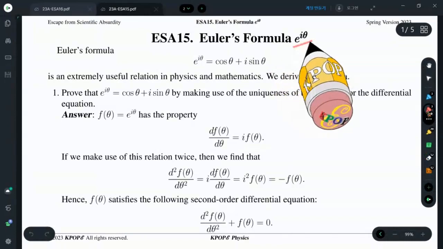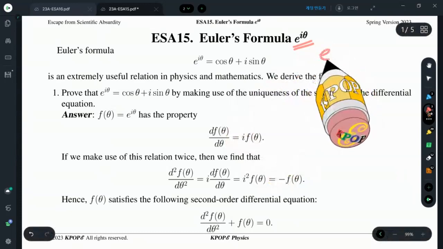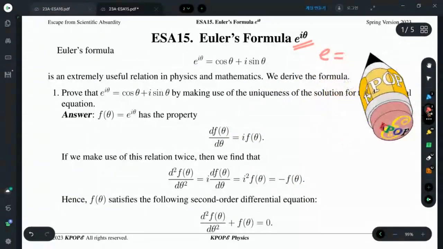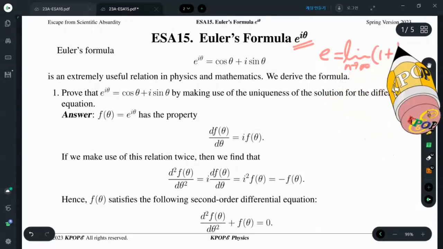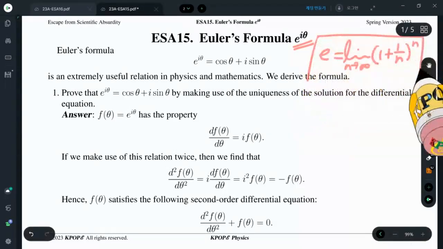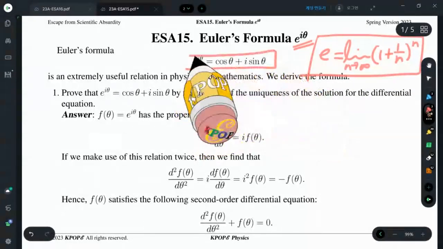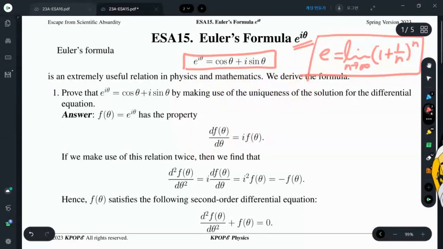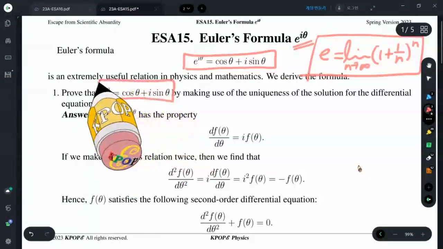Euler's formula, e to the i theta. We know Euler's number is a limit as n goes to infinity, something like that. However, it is very useful to consider the exponential function and even the sinusoidal function. Let us prove this is true.